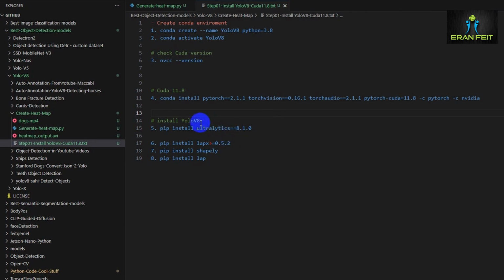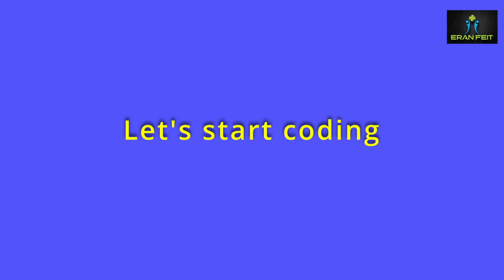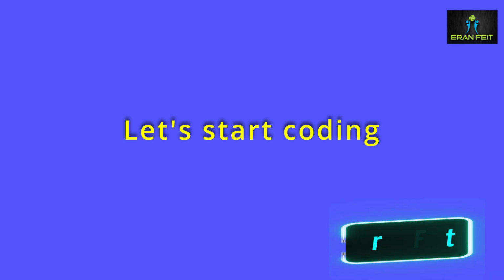And then you should install YoloV8. I decided to use YoloV8.1 for this tutorial, so this is the command for YoloV8.1. And then we have to install three Python libraries. They are relevant for our tutorial. So let's go to the next step, which is the coding tutorial. So let's start the coding.